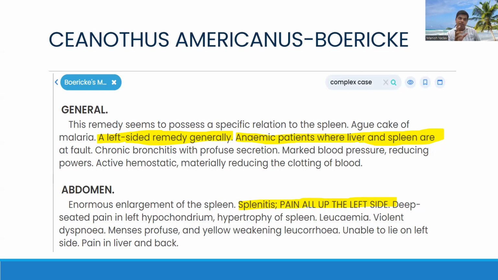So Boericke is such a good book that you should read these small remedies and try to find out the associated symptoms. These one-liners, two-liners, underlines, bold, italics have to be looked at. So now Cionanthus basically is used where liver is affected and spleen is enlarged. When liver and spleen both are there and you have a predominant symptom of spleen and the pain in the left side, Cionanthus is one of the very good remedies.